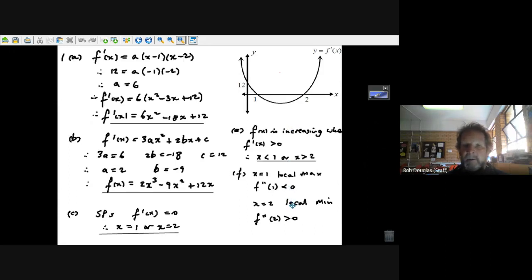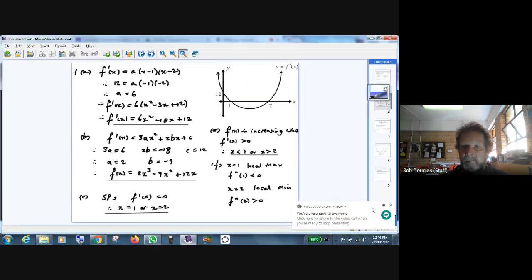That's the concavity there. You get that from the second derivative. You don't have to do the second derivative. You could just look at the gradient of the graph of the derivative. And I think that's maybe enough ideas for one little video.